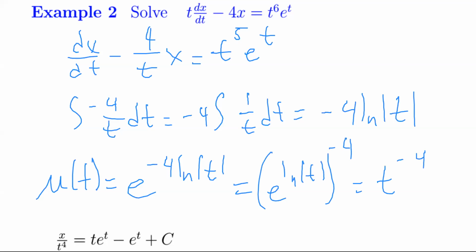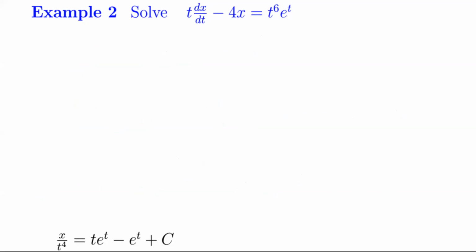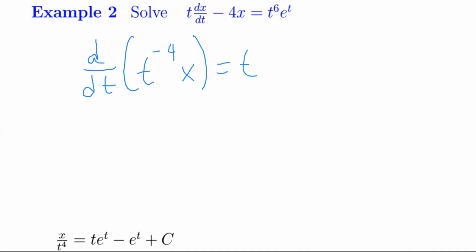All right. So we want to clear all of that again, and we're going to then multiply everything by t to the negative fourth. Well, when we do that, the left-hand side is always going to be the derivative of the integrating factor times x, which is t to the negative fourth times x. And the right-hand side was t to the fifth e to the t in standard form, and now we multiply by our integrating factor, t to the negative fourth. Well, this is now t e to the t.